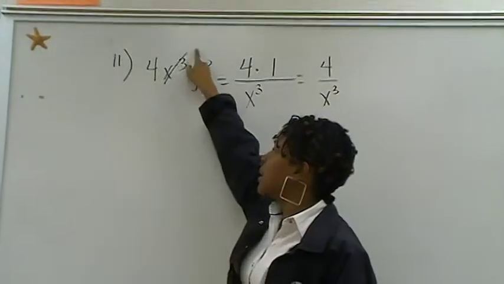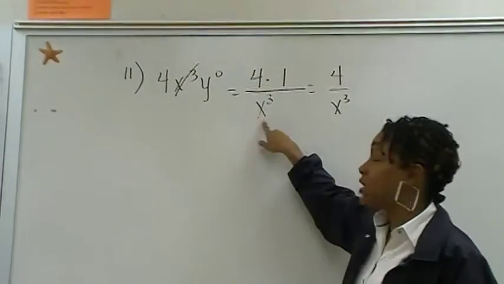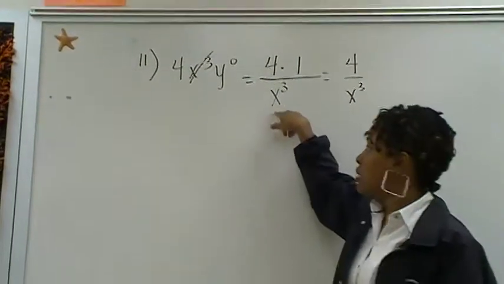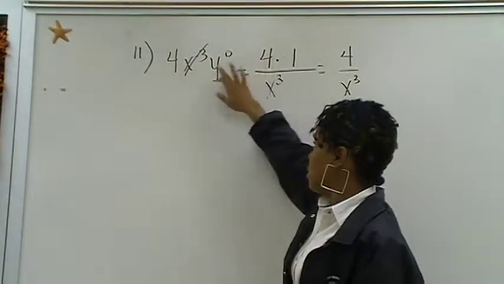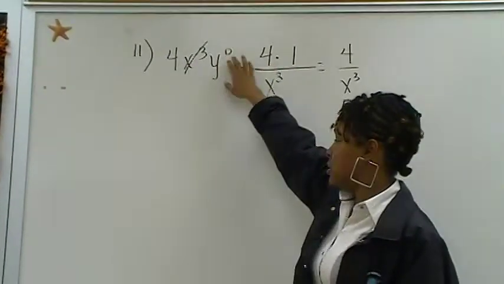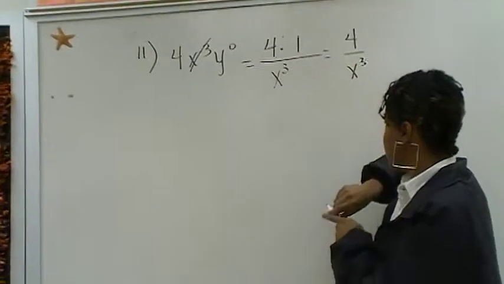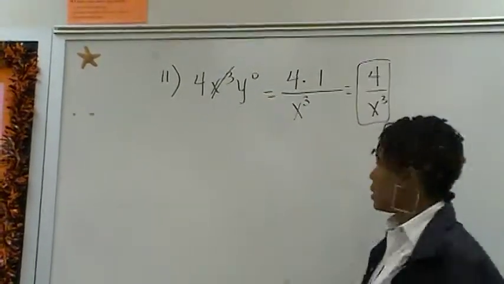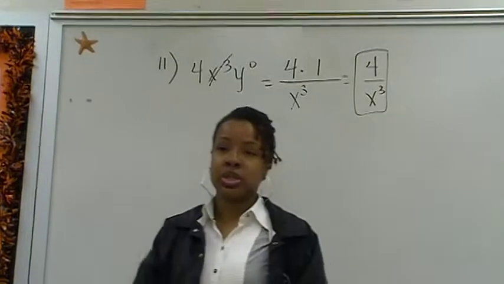So the only thing I did was I moved x to the negative third. I moved it down, so it became positive. And then what was left? 4 and y to the 0. And y to the 0 is 1. So 4 times 1 is 4, and that's it. Questions?